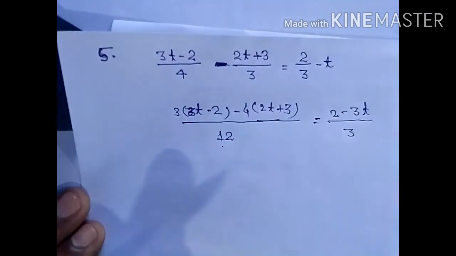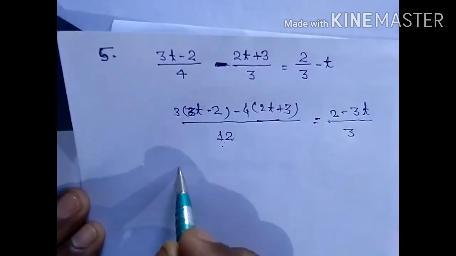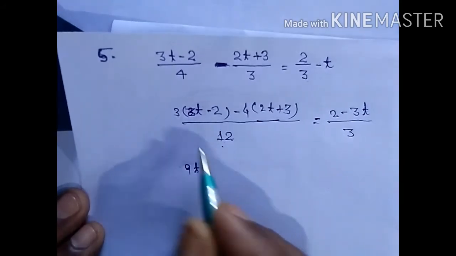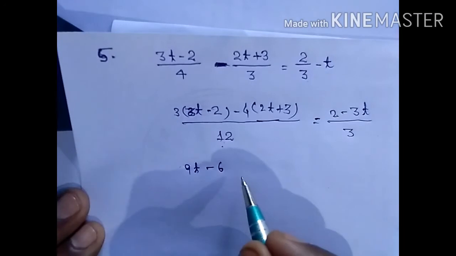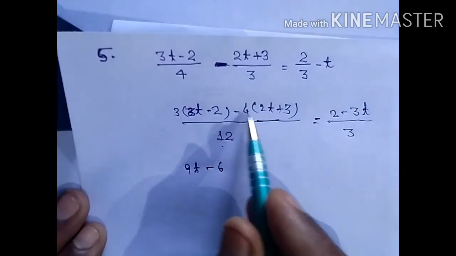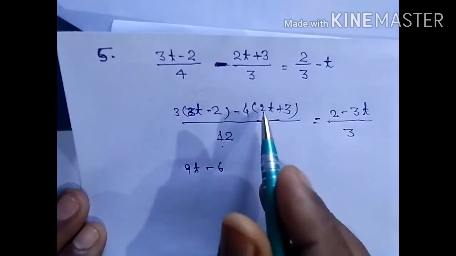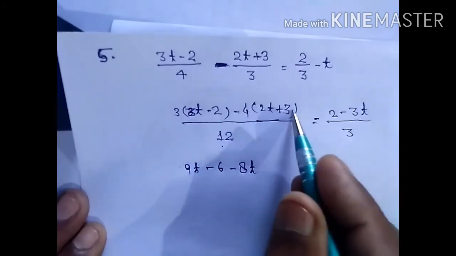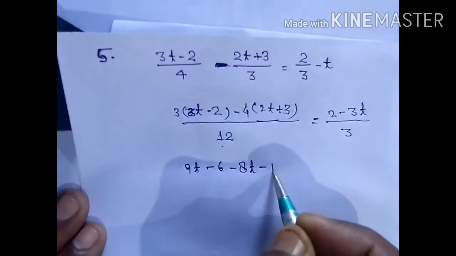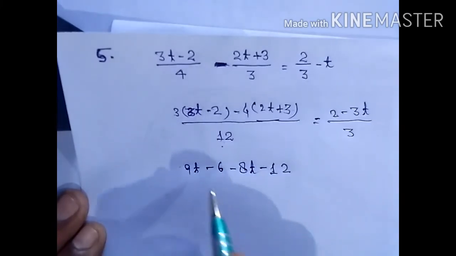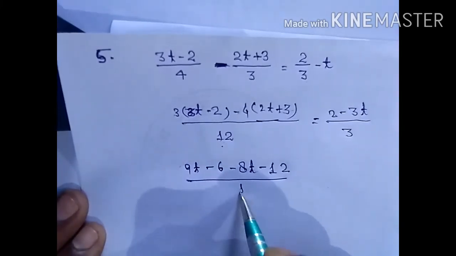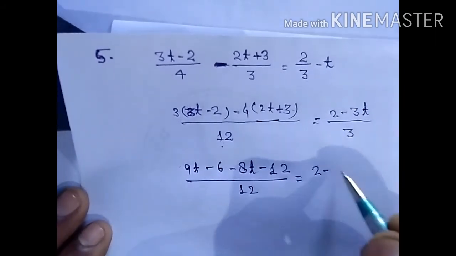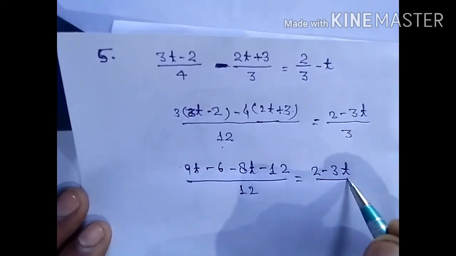Now in the next step it will be 3 times 3 is 9, student, because this one is 3t. So 3 times 3 is 9t, minus 3 times 2 is 6. Again this one, minus 4 into 2t is minus 8t, plus 3 into minus 4 is minus 12. 4 times 3 is 12, upon 12 is equal to, this one will be 2 minus 3t by 3.